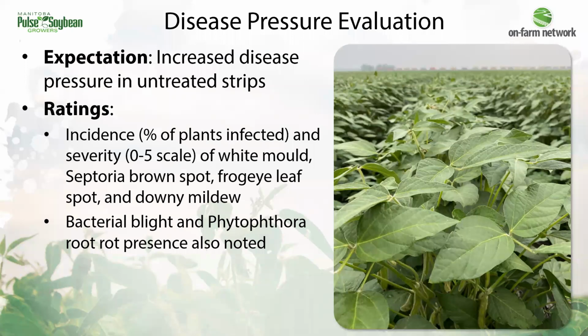And then in these trials, we rate incidence, or the percent of plants infected, and severity of white mold, septoria brown spot, frog eye leaf spot, and downy mildew. Bacterial blight and Phytophthora root rot are also noted, but they're not controlled by a foliar fungicide application, so they're not really the ones we're paying the most attention to in these trials.